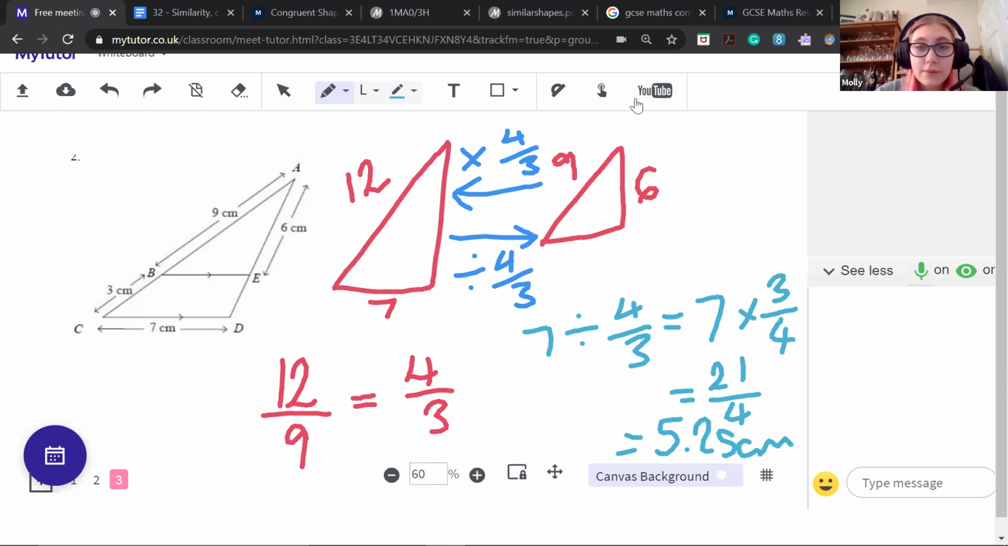Yeah, brilliant. A couple of people got that, which is really good. And so what will this length here be? What will, in fact, yeah, let's do it this way. What will ED be? So just this little bit here. How can we work that out?